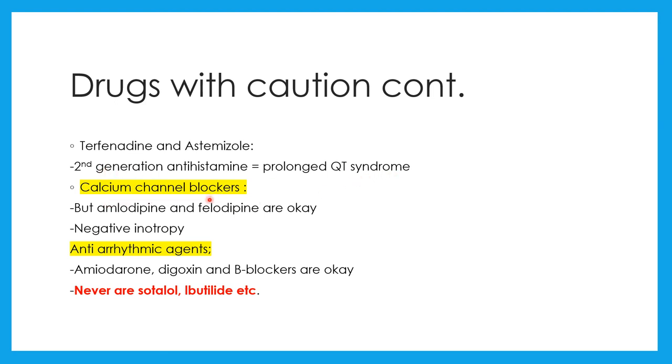Calcium channel blockers. We don't use non-dihydropyridine calcium channel blockers like verapamil or diltiazem in anyone with heart failure. But even if you are going to use dihydropyridine calcium channel blockers, amlodipine and felodipine are favored here. They have negative inotropy. Then, if you want to use antiarrhythmic agents, you are okay with beta blockers, digoxin, and amiodarone. Never use sotalol or ibutilide.